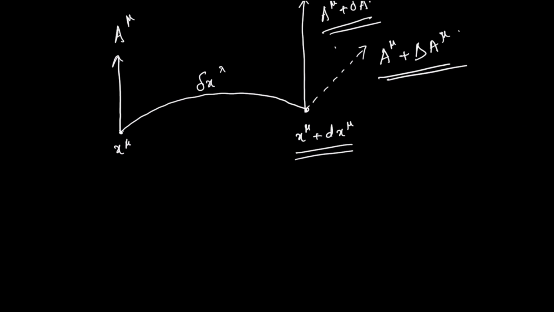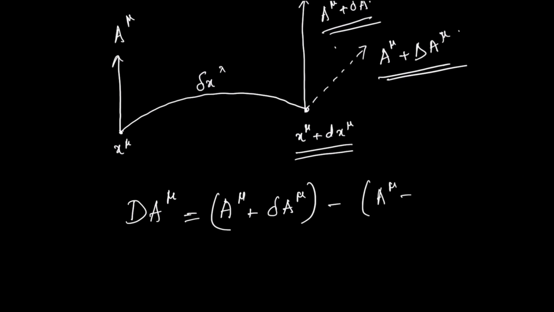I have to compute the difference between the two vectors. Now the two vectors are at one and the same point, so I can compute the difference between the two vectors. The difference dA mu is given by A mu plus delta A mu, that is the vector already present there, minus A mu plus delta A mu. This is the translated vector.